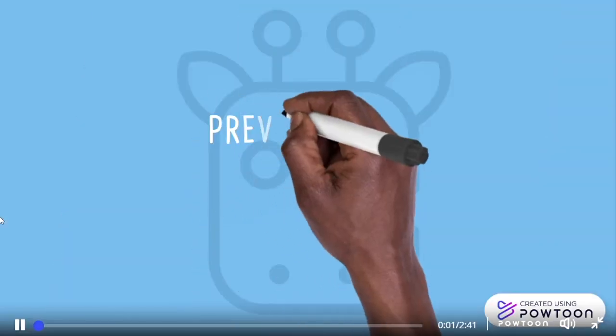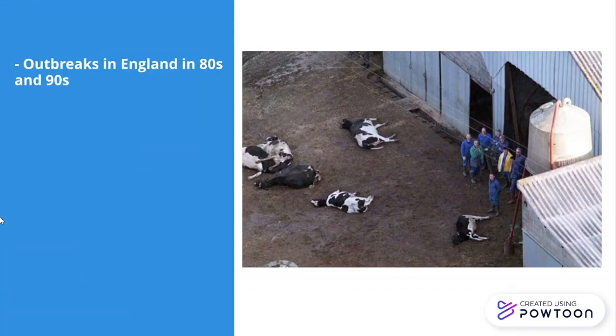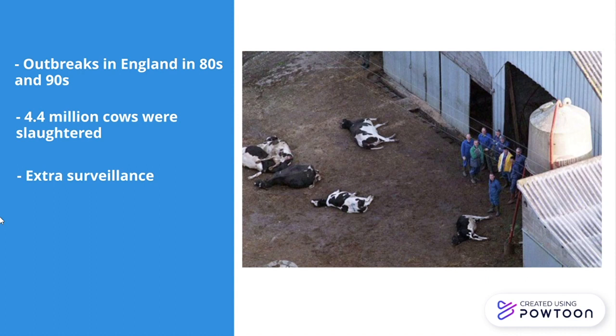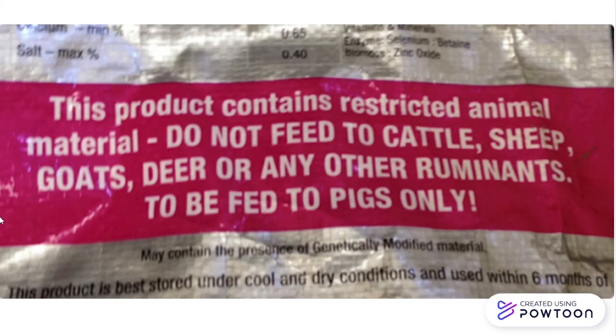Prevention and control measures of mad cow disease. After the huge outbreaks of mad cow disease in England during the 80s and 90s, 4.4 million cows were slaughtered to prevent the disease from spreading to humans. There was extra surveillance of cows after to identify any more sick or mad cows. This disaster resulted in protocols and measures established worldwide to help prevent this happening again. In Australia, a ban was implemented in 1997.